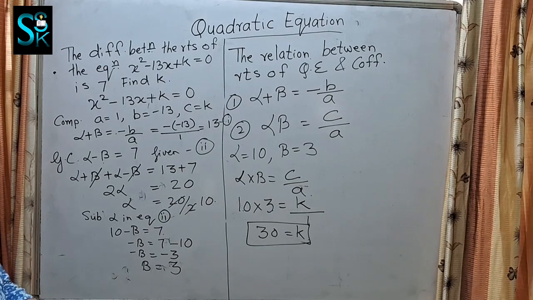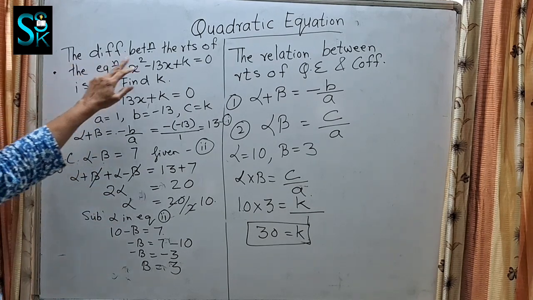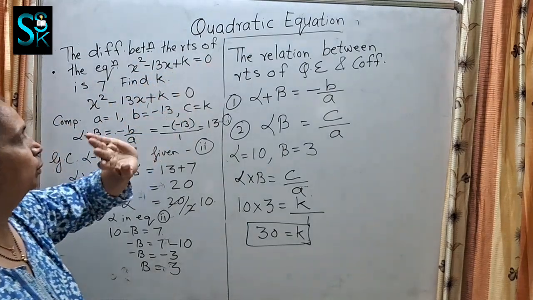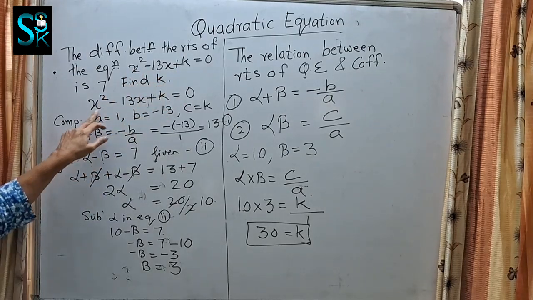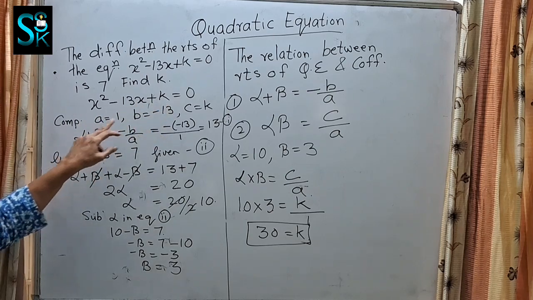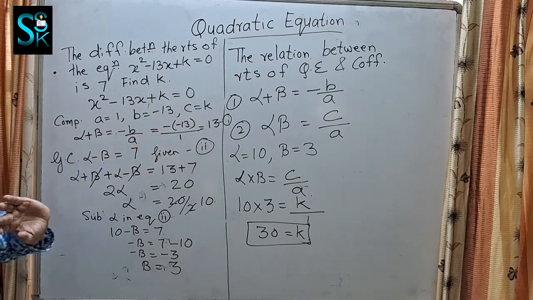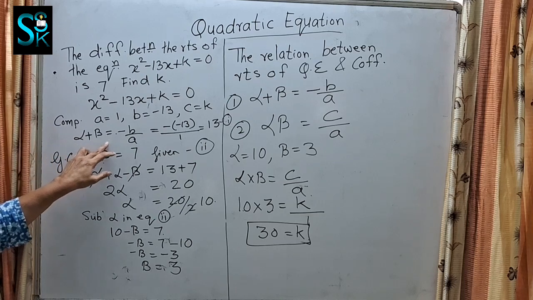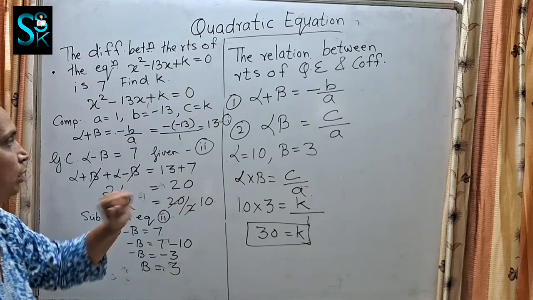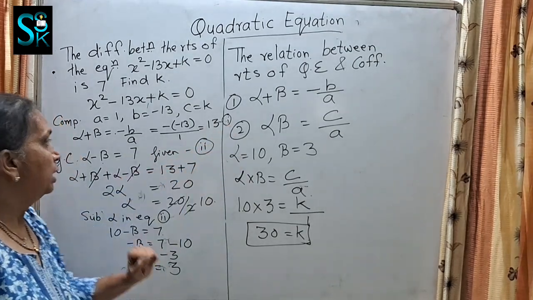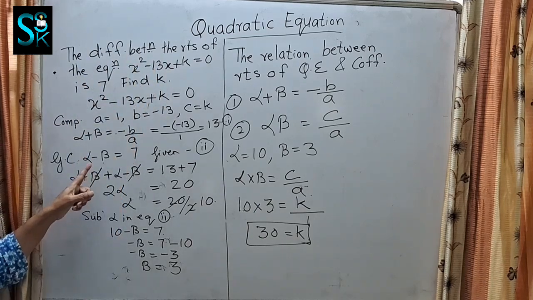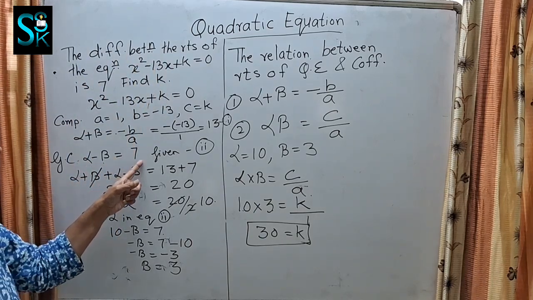Okay, I'll just explain it again. See, the difference between the roots of the equation x square minus 13x plus k is equal to 0. So this is the quadratic equation. Then we compared it with the standard form to find A, B and C. You know that alpha plus beta is nothing but minus b upon A, so you substituted the value and got 13. You wrote it as equation 1. Now they have given you a condition, the difference between the roots, so alpha minus beta is equal to 7.